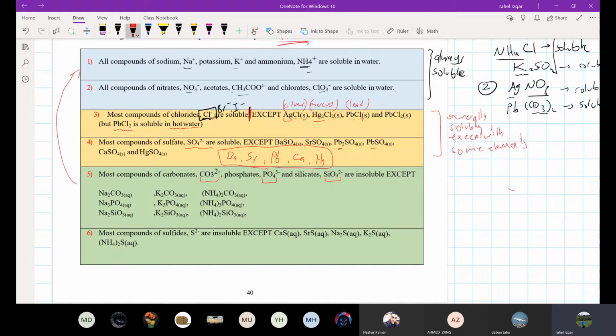Why? Because these are negative, negative, negative. So if they make a bond, if they make an ionic bond, if they make a compound, they will make it with a cation, with a positive.